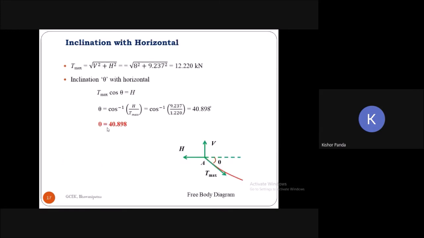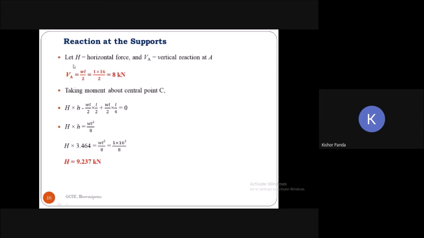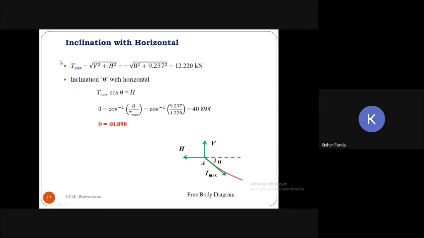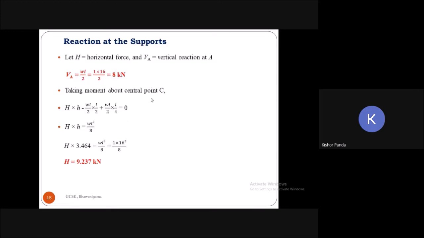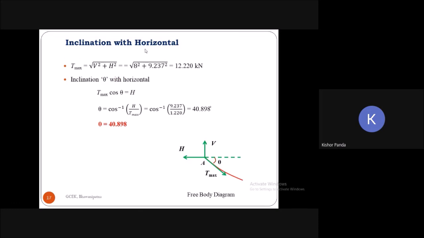Then find out the inclination with the horizontal. So here you got the vertical reaction of 8 kilonewton and the horizontal thrust 9.237 kilonewton. Then find out T max, which is equal to root over of V square plus H square. You know V is equal to 8 and H is equal to 9.237. So the square root of 8 square plus 9.237 square is equal to 12.220 kilonewton. The maximum tension in the cable is equal to 12.22 kilonewton.